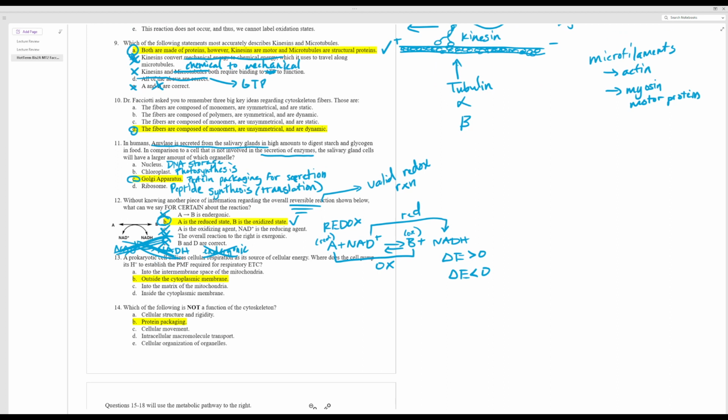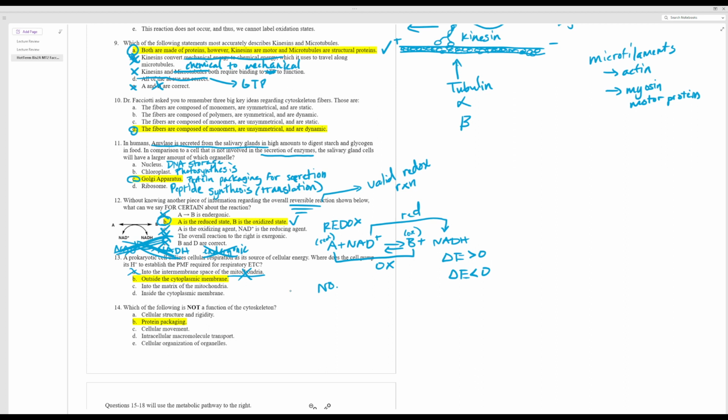Okay, 13. A prokaryotic cell utilizes cellular respiration as its source of cellular energy. Where does the cell pump its H plus to establish the PMF required for respiratory ETC? Remember, we're dealing with a prokaryotic cell. Does a prokaryotic cell have membrane-bound organelles? No. So, can it be pumped into the intermembrane space of the mitochondria? If you're a eukaryote, yeah. But for a prokaryote, it doesn't have a mitochondria. So it can't pump into a place that doesn't exist.